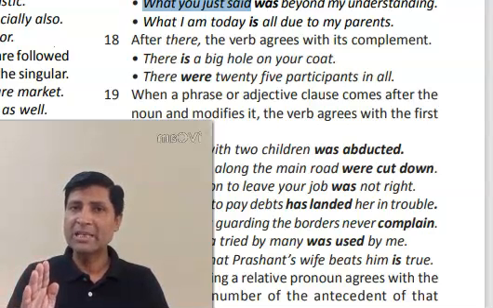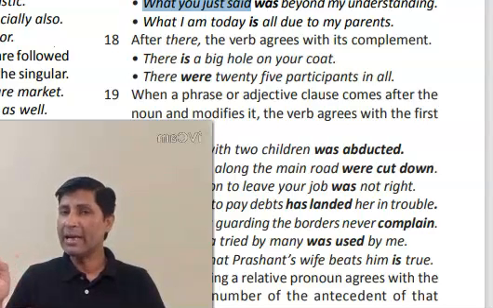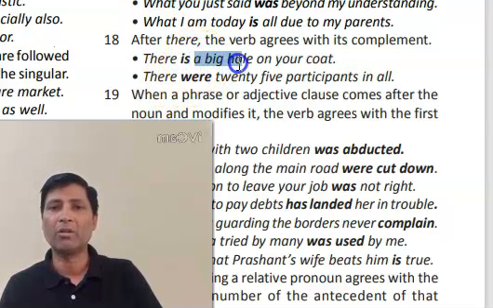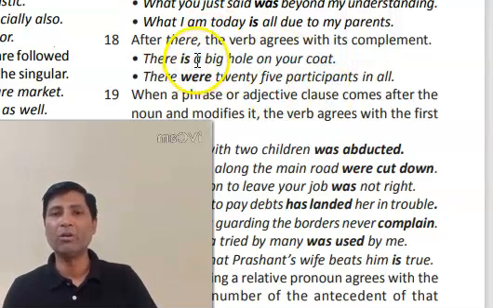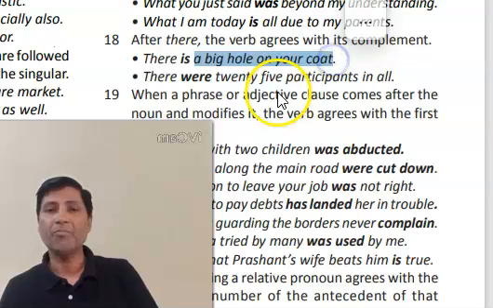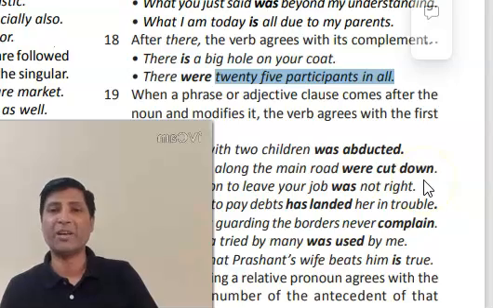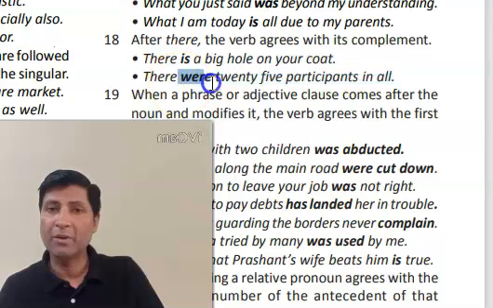So when a sentence begins with "there," it will be followed by a verb, and the next word coming after it will be called the complement. For example, look at the sentence: There is a big hole on your coat. Here "a big hole on your coat" is a complement, and because it is singular, the verb is singular. But in the second example, "25 participants in all," 25 participants is plural. Therefore, this verb is plural.